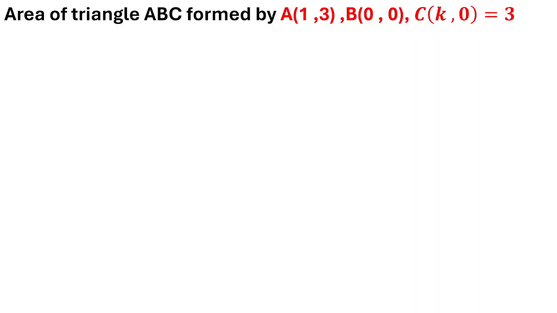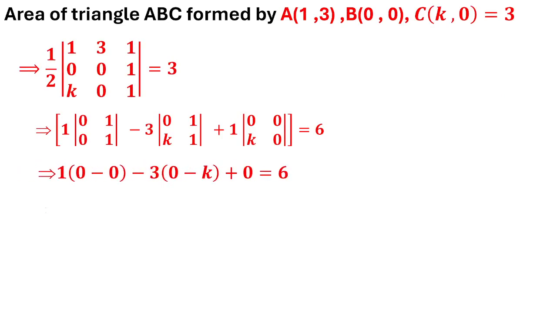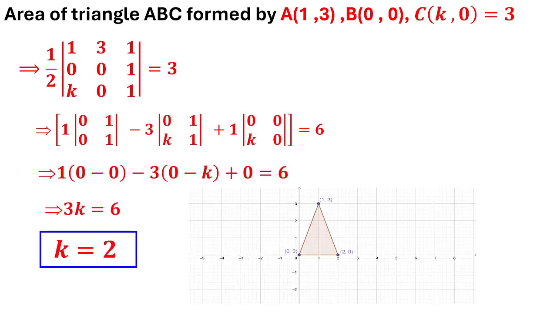Now the second question is, area of a triangle is given as 3. Now I have to equate it to 3 and I am getting the value of k. And remember, in some books what they will do, they will equate it to plus or minus 3, and you will get 3k is equal to minus 6 and k is equal to minus 2 also.